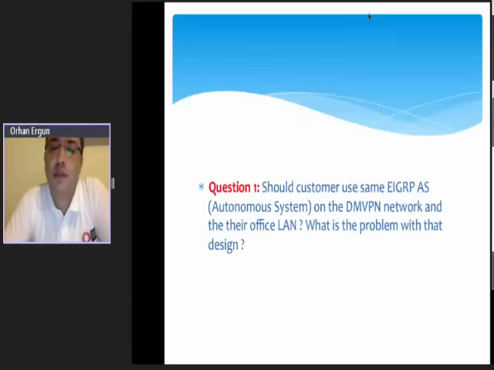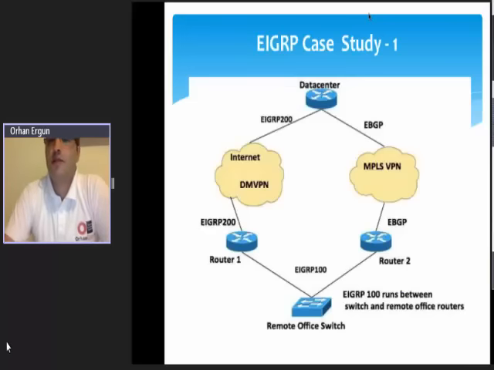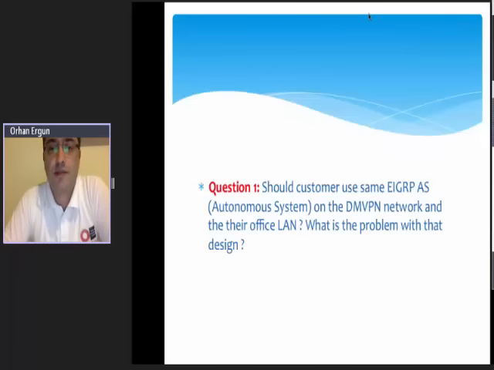Should the customer use the same EIGRP autonomous system number on the DMVPN network and the LAN side? If they do, is there a problem, and what's the problem with that design? So, should they use the same AS number, either on the DMVPN AS100 as well, or on the LAN side? The LAN side is EIGRP 200. What do you think? Should the customer use the same EIGRP AS or not?